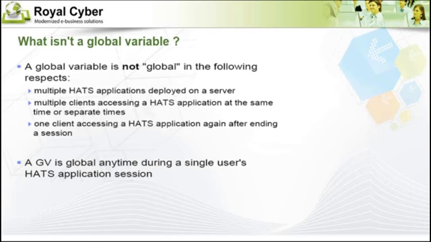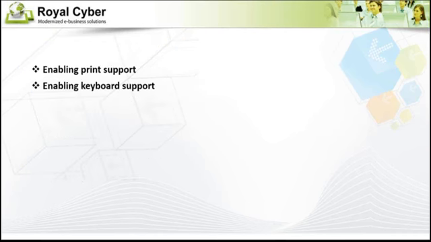So a global variable is not global in the following respects: multiple HATS applications deployed on a server, multiple clients accessing a HATS application at the same time or at different times, or one client accessing a HATS application again in a new session. In all these aspects, a global variable is not global. A global variable is global anytime during a single user's HATS application session.